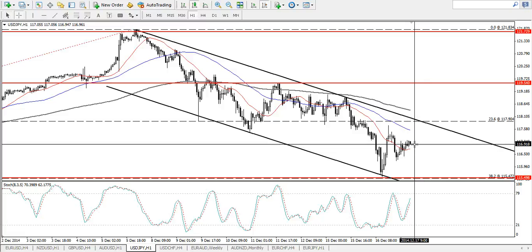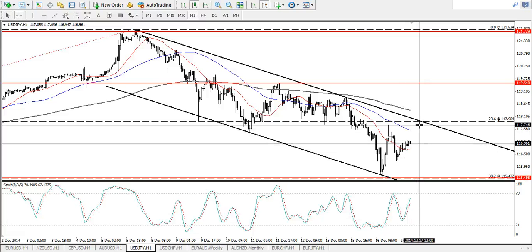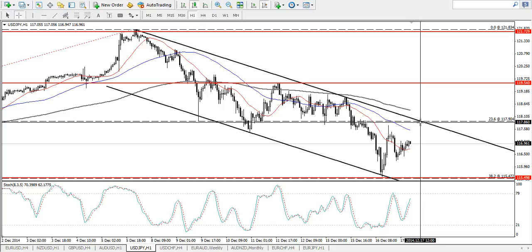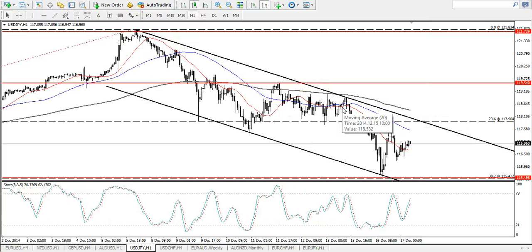So we are expecting price to appreciate further till it touches the top of the falling trend channel, and if it breaks above this level, the resistance to look out for is 119.54, followed by 121.72, which is the previous high.